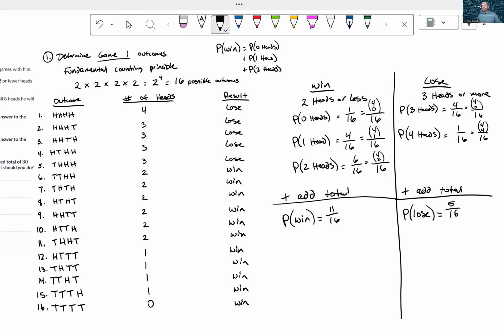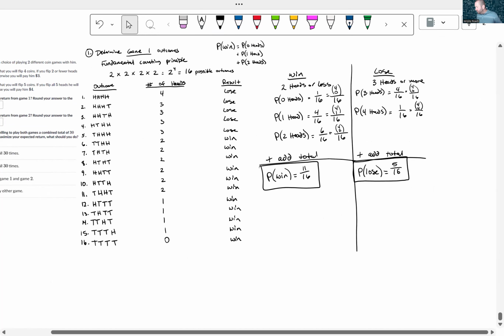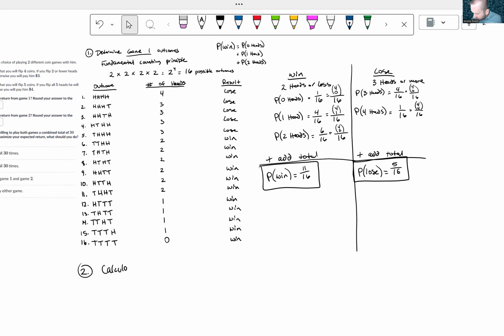Okay, now that we have our probabilities for these, we can finally calculate the expected value for game number 1. I'm just going to put a box around them because this is the most important part of our data. In order to calculate our expected value, we have to know the probability of this. So for game number one, this is step two now, we're going to calculate the expected value for game one.